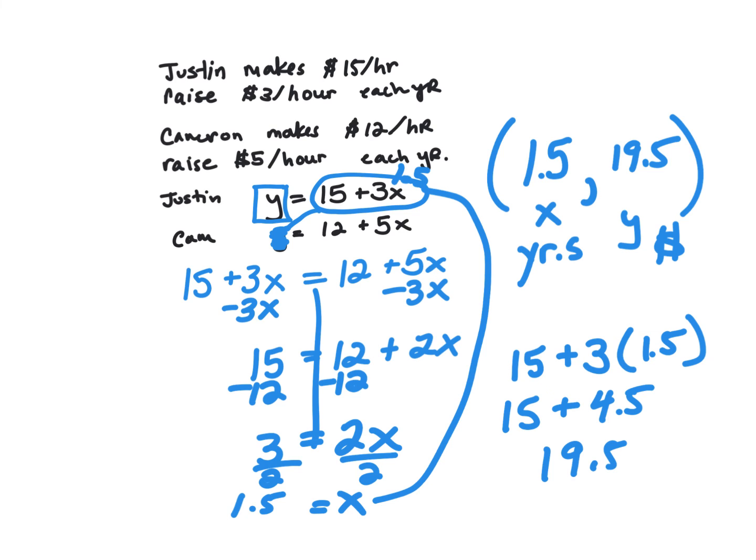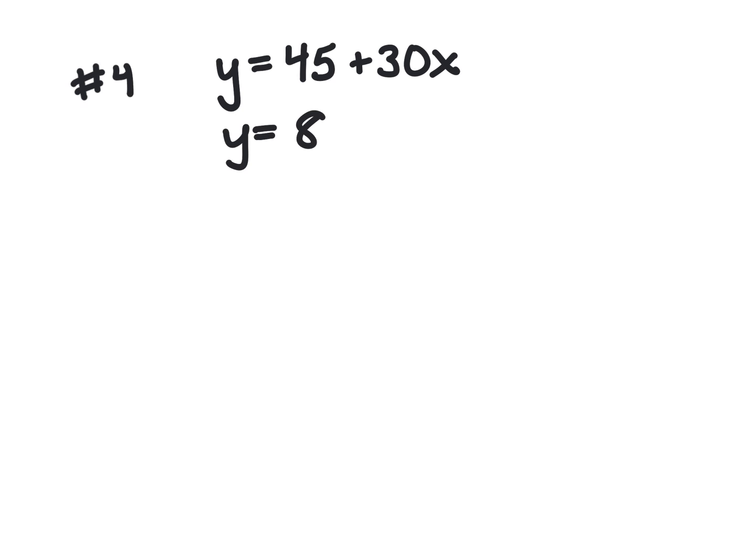Okay, then we're just going to do this last one. That's number 4 in your packet. And we skipped or changed number 3, or we're saving that one for tomorrow. Okay, so here we have number 4. It's kind of like the one we just did. So we have y equals 45 plus 30x. But then we also know that y has to equal 80 plus 25x.